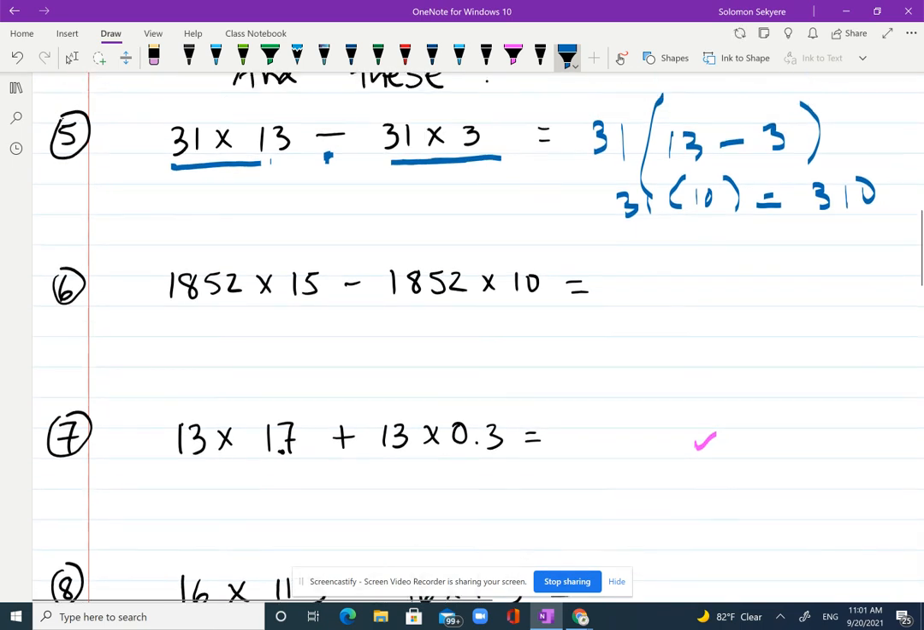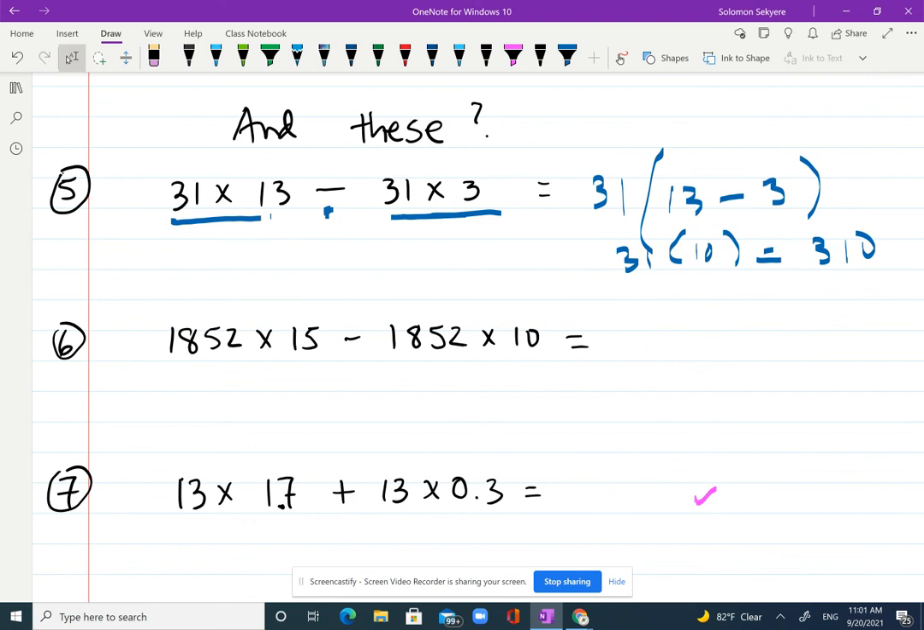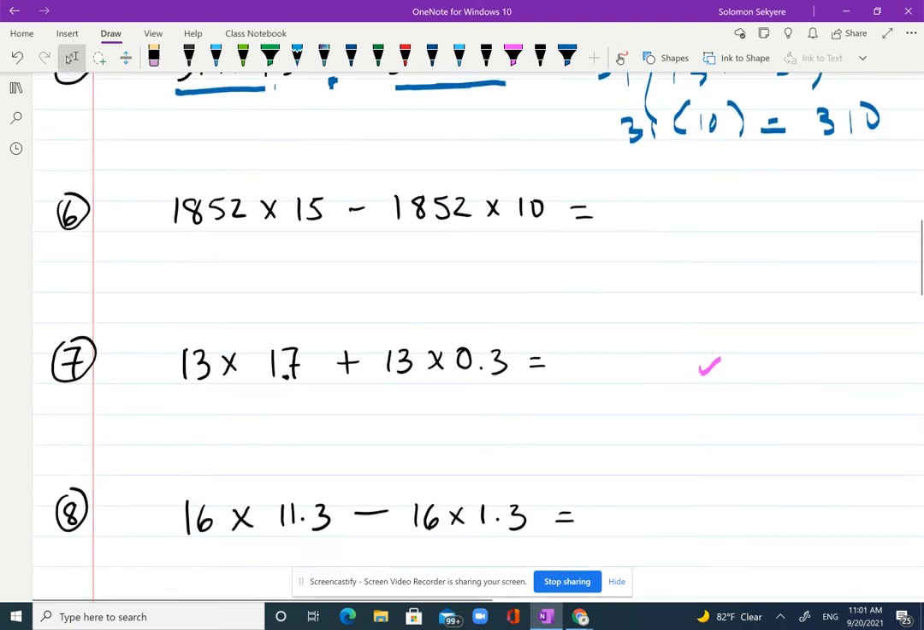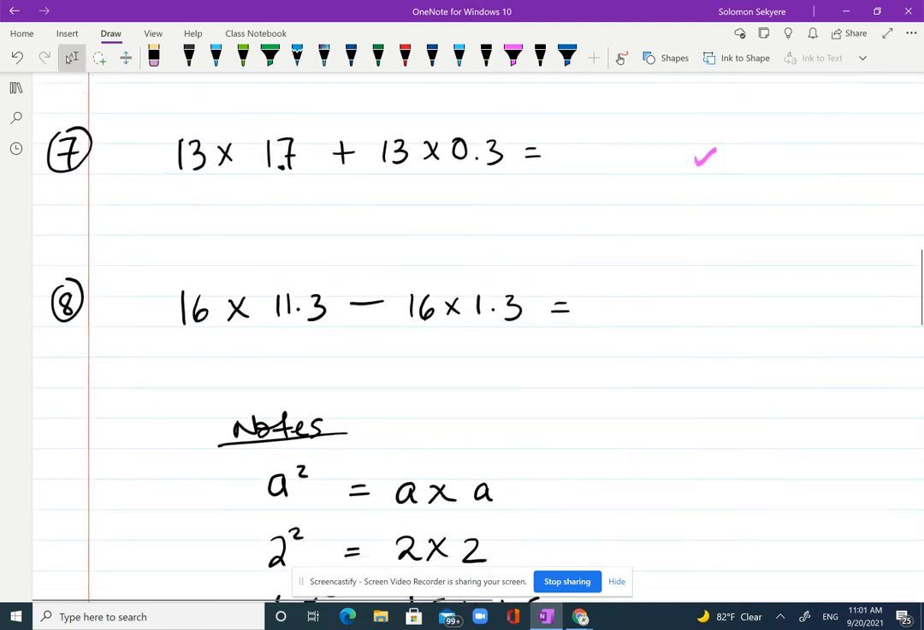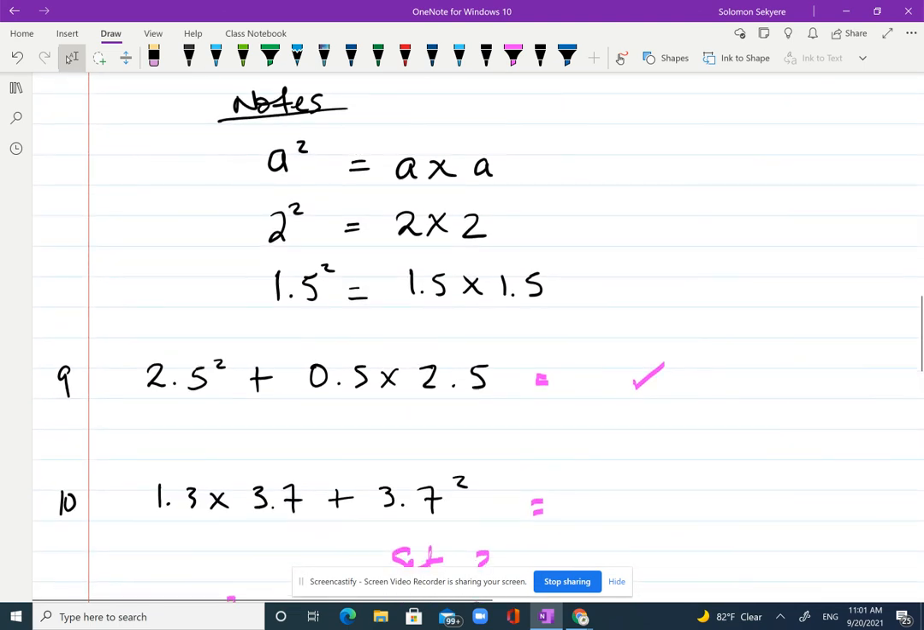Okay, so use the same rule here. Take the common number out, use parentheses, write whatever is left in there, and do the following exercises. Okay, let's go to another one here. If I have a number squared, a times a is the same as a squared. So 2 squared is 2 times 2. 1.5 squared is 1.5 times 1.5. So a number squared means multiply the number by itself. So now I give you this.